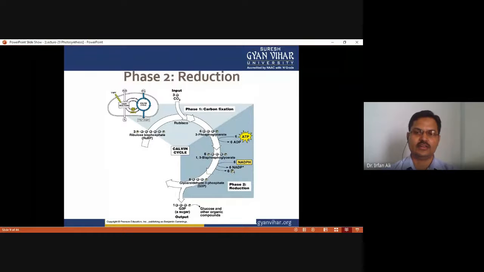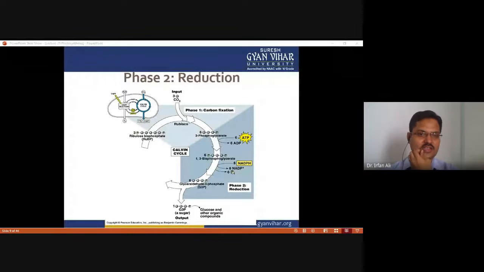Now the second phase, which is called reduction. Why reduction? Because here ATP and NADPH are utilized.